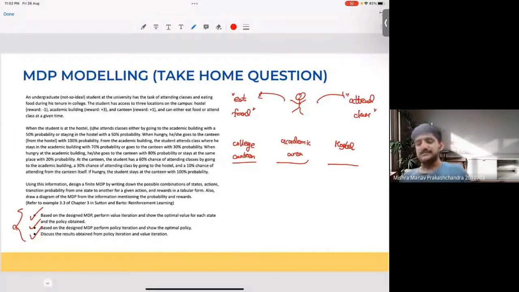So this is the question that I had prepared, and if you want, you might refer to example 3.3 in Sutton and Barto's Reinforcement Learning. This is edition 2 of the book. Okay, so this is just a take-home question. You can play around with it.